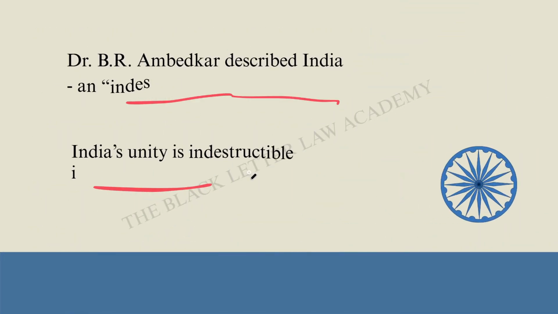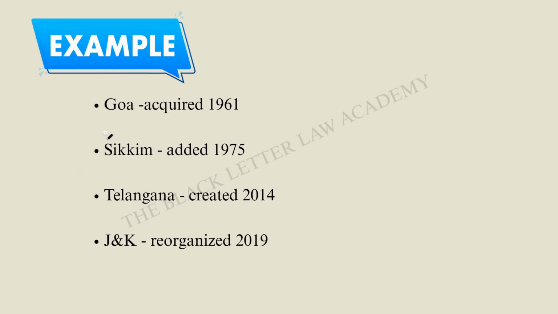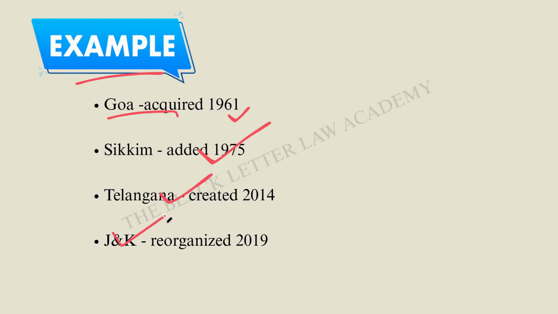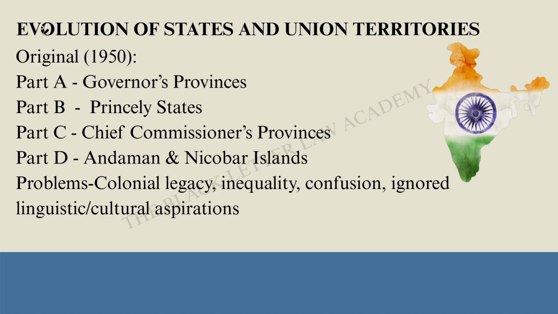Now let's connect with real examples so you never forget this concept. Goa was acquired in 1961, which is an example of future acquisition. Sikkim was added in 1975, a new state joined the union. Telangana was created in 2014, a new state formed. Then Jammu and Kashmir was reorganized in 2019, state structure changed. These examples help us understand how the states and union territories of India evolved after independence.